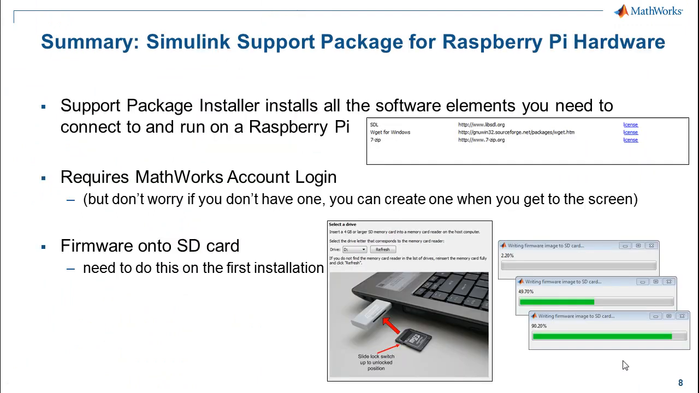In summary, the support package installer installs all of the software elements you need to connect to and run on a Raspberry Pi, both the Simulink files as well as third-party software products. It does require a MathWorks account login, but don't worry if you don't have one. You can create one when you get to the screen. And it provides a utility to write the firmware onto an SD card. And you need to do this only on the first installation. Once you get the firmware written, you can move forward without doing it again.